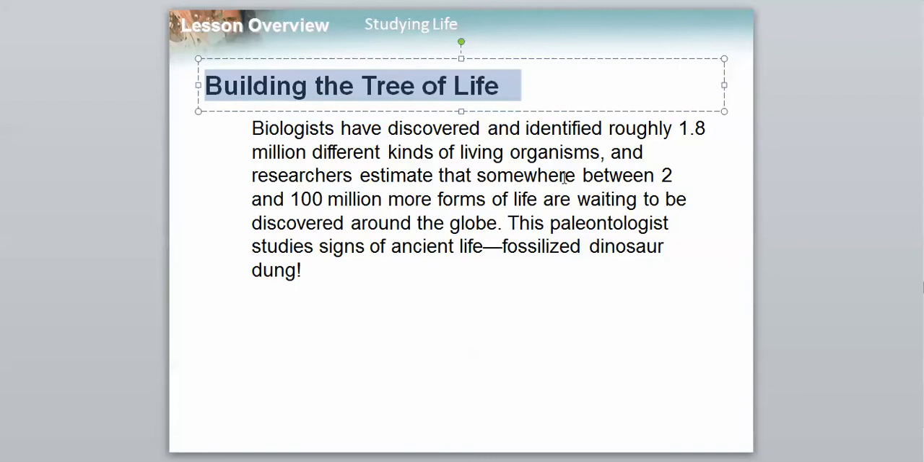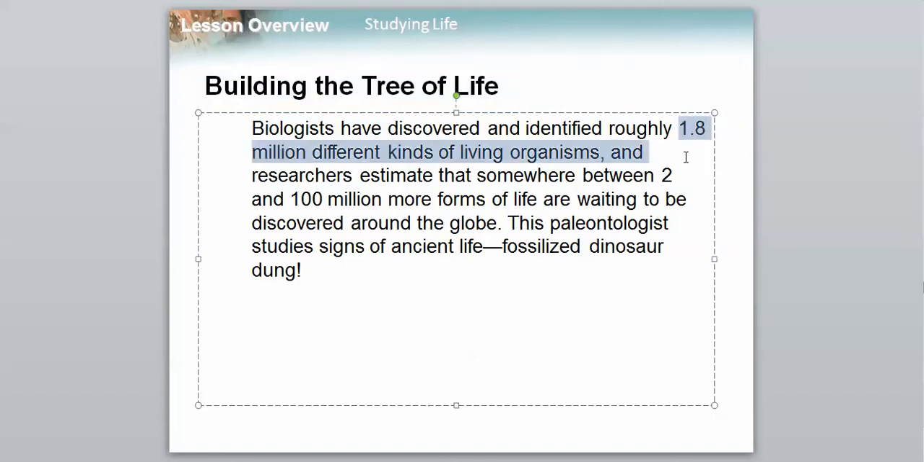So what this means is that biologists have discovered and identified roughly 1.8 million different living kinds of organisms, and researchers estimate that somewhere between 2 and 100 million more life forms are waiting to be discovered around the globe. So that is huge. Right now we know of about 1.8 million different kinds of living organisms, and we have organized those into a tree of life. Again, hopefully you've maybe seen that with different branches. If not, we can show you one of those in class.